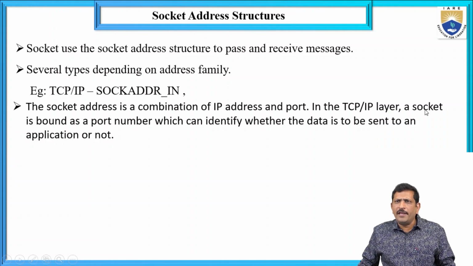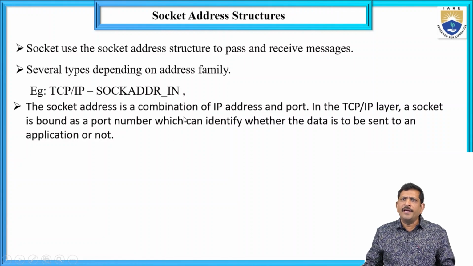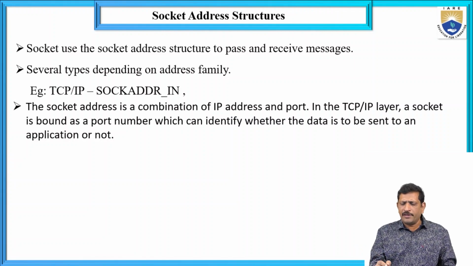In the TCP/IP layer, a socket is bound to a port number, which identifies whether the data is to be sent to an application or not. That means this is the transport layer. Generally, you use TCP/IP in the transport layer. So the data can be released at the application layer from one client.